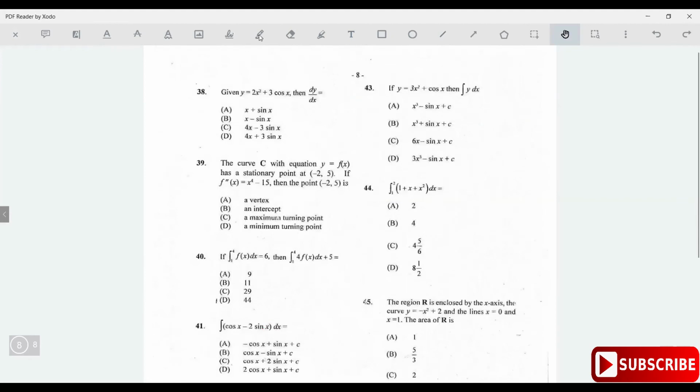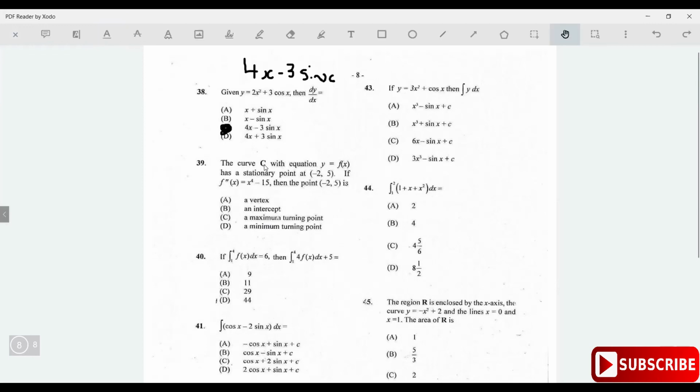Question 38. What is dy by dx? When you differentiate 2x squared, you get 4x. When you differentiate 3 cos x, you get minus 3 sine x. That is what we get. Nice and easy, soft. So it's 4x minus 3 sine x. Easy. Option C. Next question.